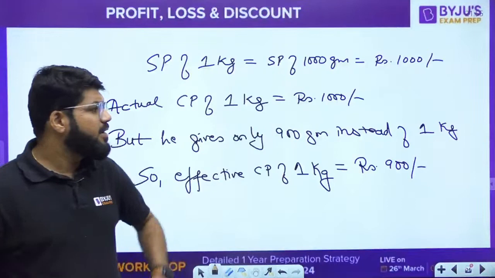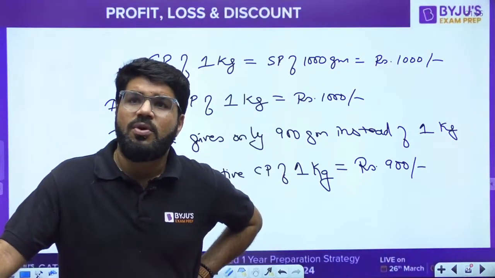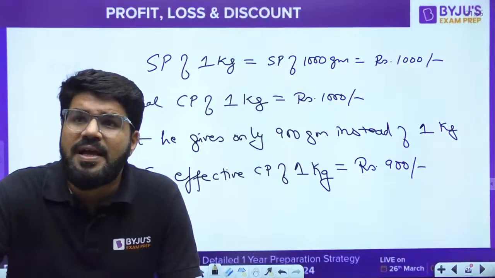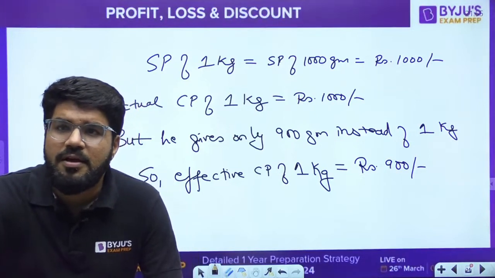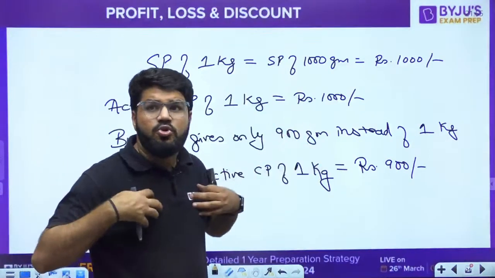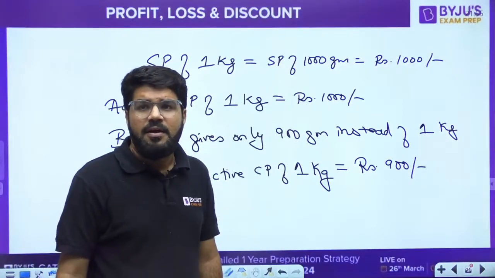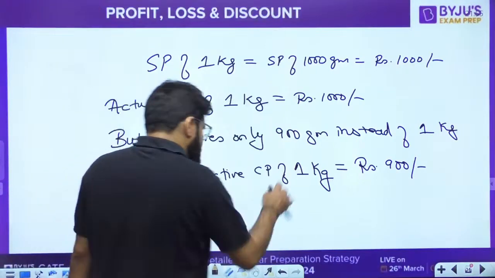because he is selling only 900 gram. Okay, so what is the effective cost price? That is only rupees 900. Okay, because he has given only 900. तो उसको कितने का पड़ा? उसको 900 rupees का पड़ा. Customer is not aware about the cheating, na? Okay, so that is rupees 900.